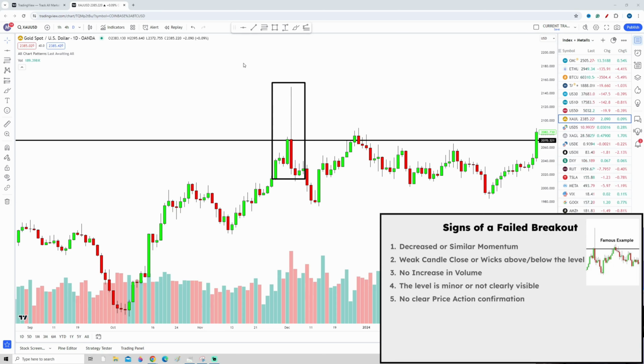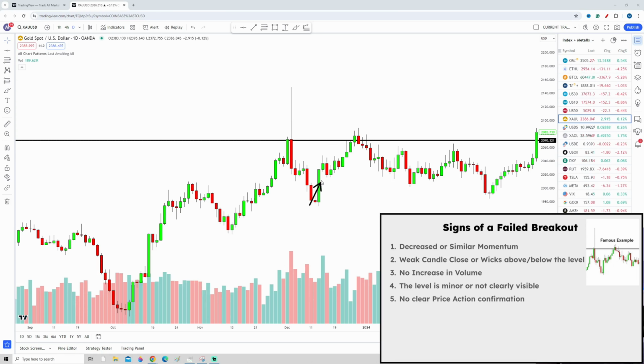The other sign of a failed breakout is that we either have a weak candle close above or that we are seeing wicks above or below the level. And in this case, you can see that we had a massive wick right above the level. As for the volume, you can see that we actually saw increased volume, and this is a good sign of a breakout, right? Well, this is only true if we actually close above the level. If the price reverses like it did right here and we see lots of volume, that actually makes the breakout even worse. We also had no price action confirmations. So the only thing we had going for us on this breakout was that we had a clearly visible level.